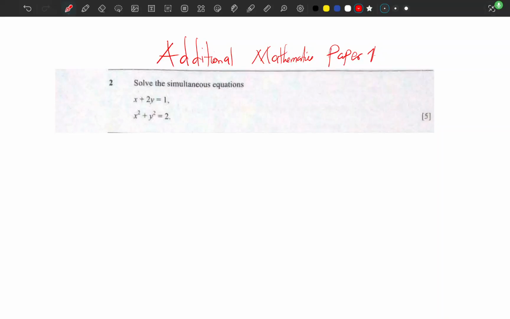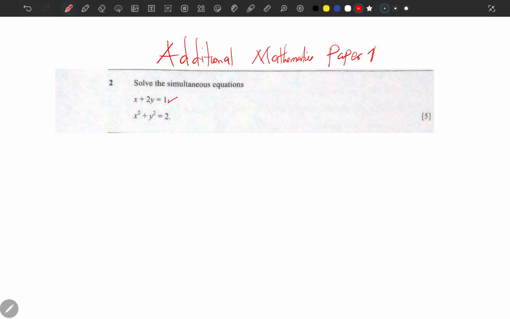Mathematics paper 1, question 2. Solve the simultaneous equations. x plus 2y equals 1, x squared plus y squared is equal to 2. How do we do that? Right, so you can start with whatever is simple.